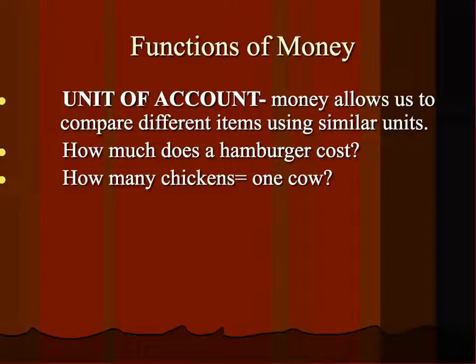Unit of account is the second function of money. Money allows us to compare different items using similar units. So again, how much does a hamburger cost? You know about how much money that is. And if we use an old idea, how many chickens equals 1 cow? Being from Homewood or Flossmoor or one of the areas around here, you probably don't know how much a chicken is worth, or how much a cow is worth. But even if you did, it would still be difficult to figure out the units. What if I only have 5 chickens and it's 20 chickens for a cow? What part of the cow does 5 chickens buy me? Does it buy me a leg? A hoof? The head? So money makes things easier.